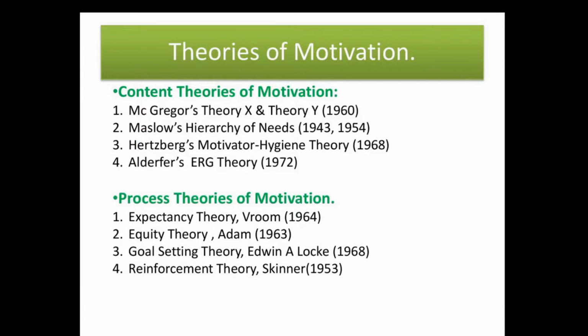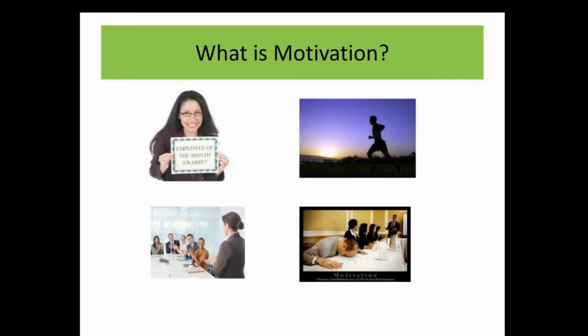So, theories of motivation. Two classifications we can see: content theory and process theory. In content theory, we'll be talking about Maslow's theory, then Herzberg's motivation-hygiene theory, then ERG theory. Then in process theories, we'll be talking about expectancy theory, that is Vroom's expectancy theory, then equity theory and goal setting theory. Finally, we'll be talking about reinforcement theory laid down by Skinner. So these are the two categories of theories of motivation: content theory and process theory.